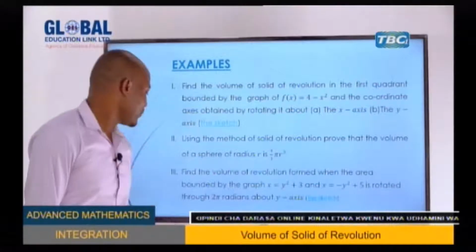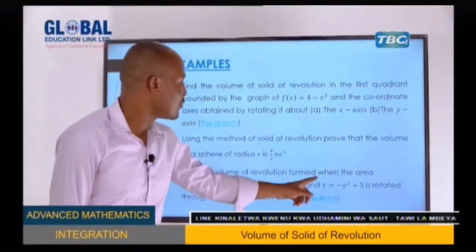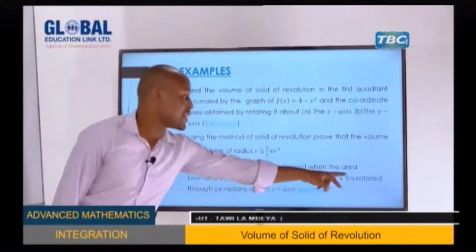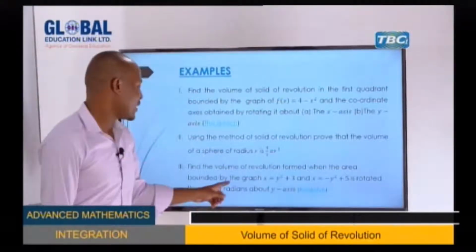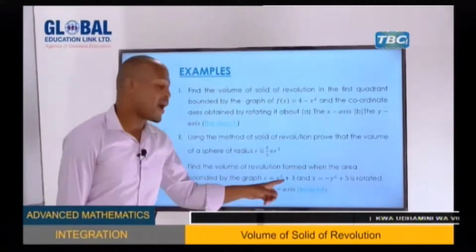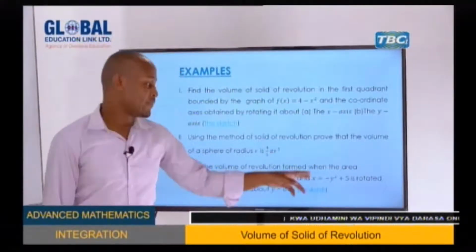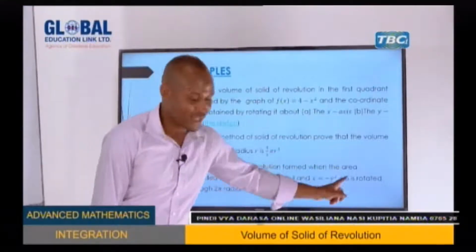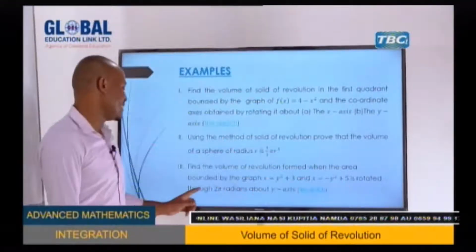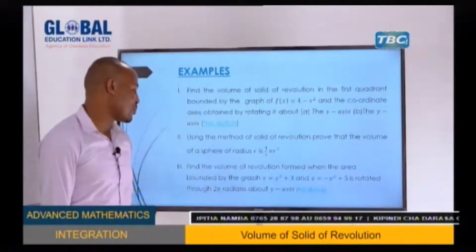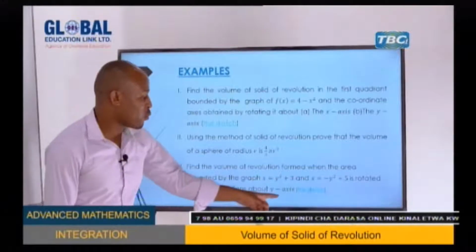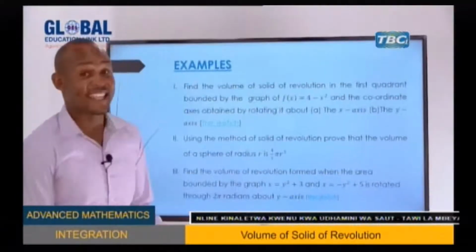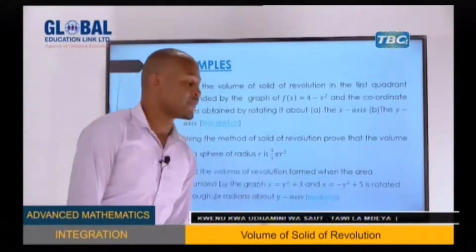Example number 3: find the volume of revolution formed when the area bounded by the region x equals y squared plus 3 and x equals negative y squared plus 5 is rotated through 2 pi radians about the y axis. Just remember that. That means the area bounded by those curves.